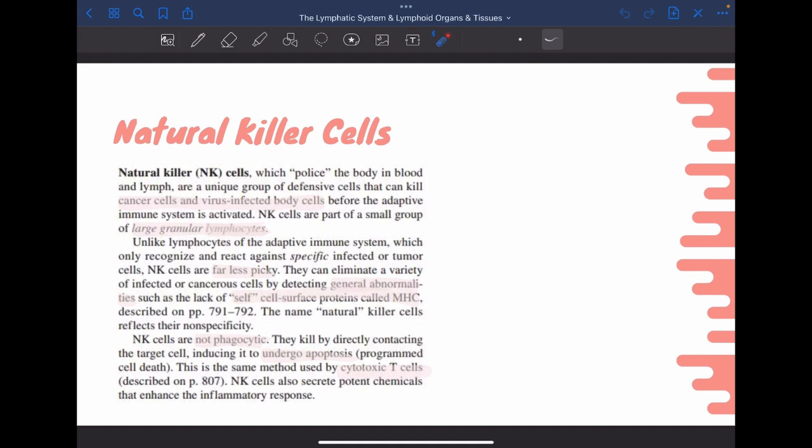So virus and cancer cells, if they're lacking MHC on them, natural killer cells will force them to undergo apoptosis. But again, they're under the innate immunity. Even though they work similar to the cytotoxic T cells, and even though they are technically lymphocytes, they're less picky, they don't need APCs, and so they fall under the innate immunity.